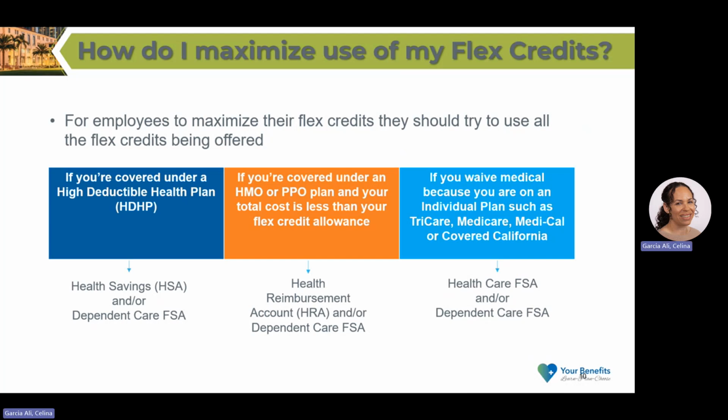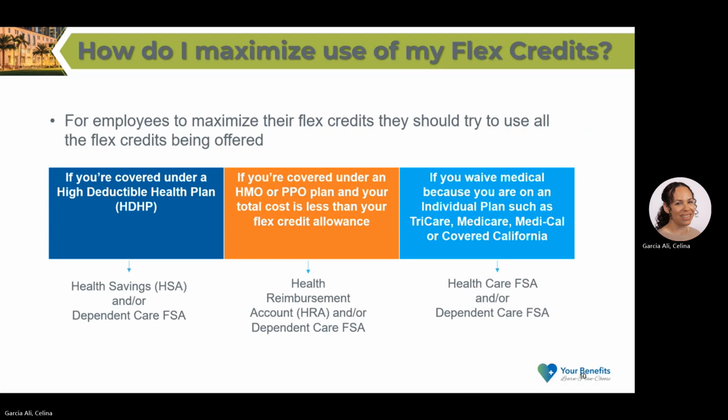If you are waiving medical because you are covered on an individual plan, such as TRICARE, Medicare, Medi-Cal, or Covered California, your leftover flex credits can be used to enroll in dental, vision, critical illness, the life insurances, all those plans that we've been talking about. And up to $500 of any remaining flex credits would go to a healthcare FSA. You can also put flex credits in a dependent care FSA, or it can be used between the two of those accounts.